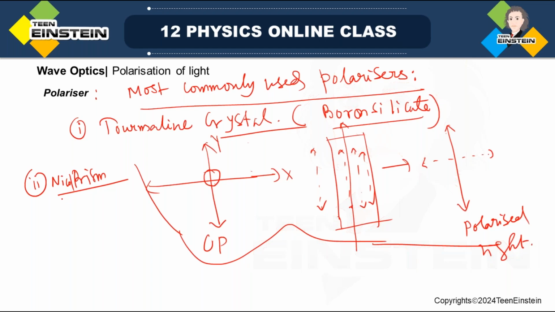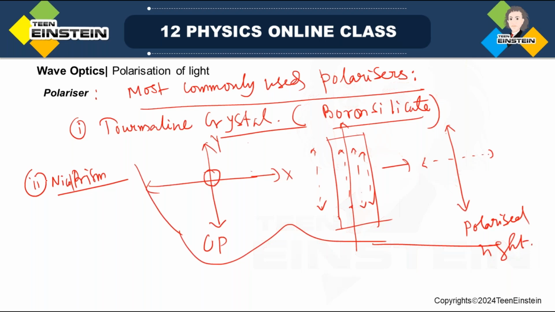Nickel. The word is Nicol, not nickel. Nicol prism. Actually, this is the name of a scientist, a physicist, Nicol. The Nicol prism is an optical device which is used to produce and analyze plane polarized light.